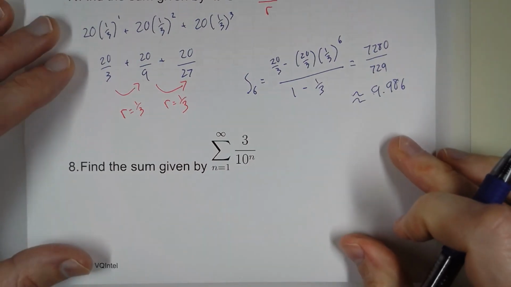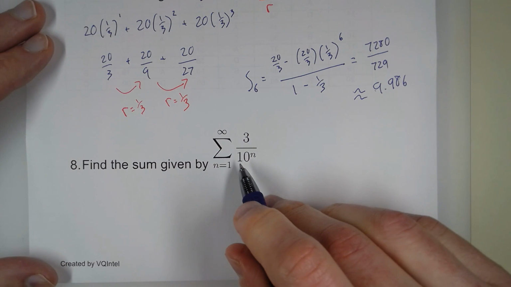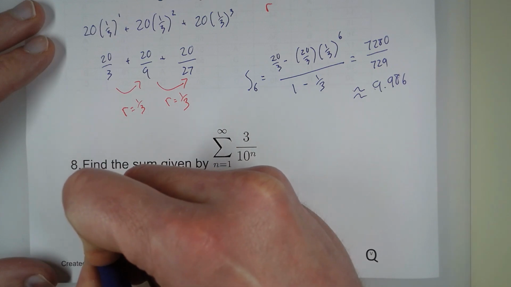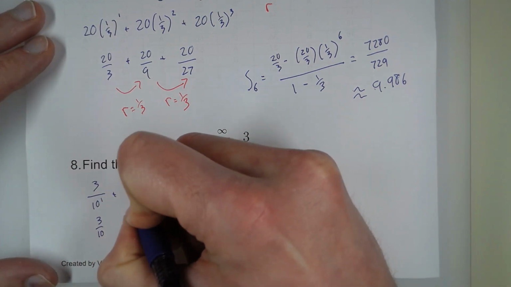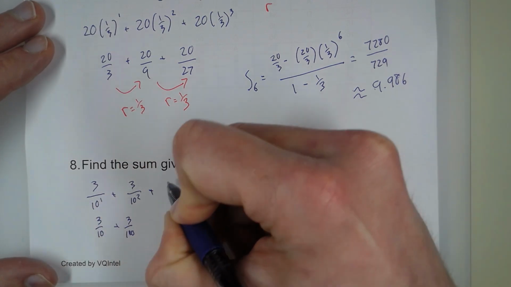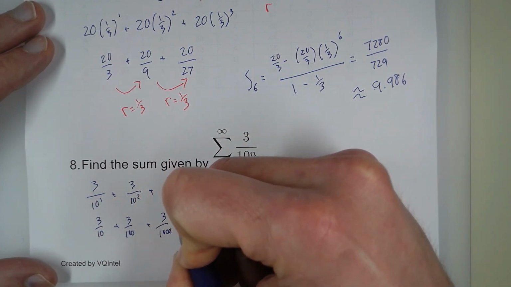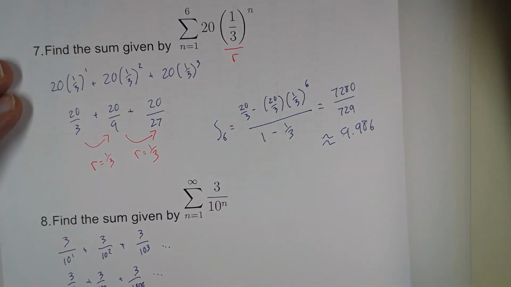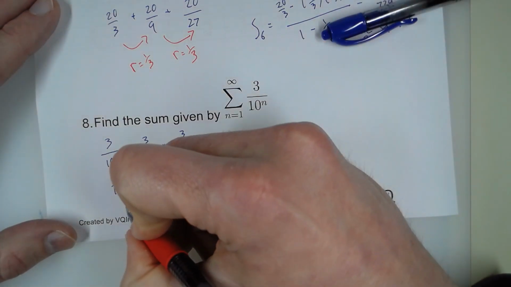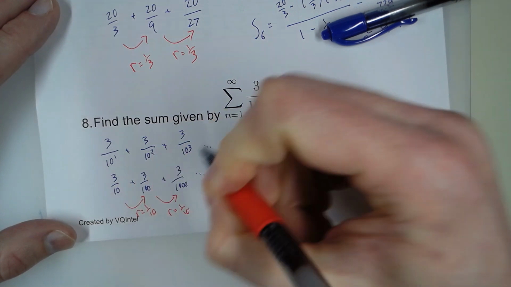And then the last one, number 8, we're starting with 1, but here we're going to infinity. So that means we're not going to stop plugging in numbers in for n. So we start with 3 over 10 to the first, which is 3/10. Then we have 3 over 10 squared, which is 3 over 100. Then we have 3 over 10 cubed, which is 3 over 1,000. And we're not going to stop. And so what is the common ratio? Well, it's the denominator that's getting multiplied by 10. So our common ratio is 1/10.